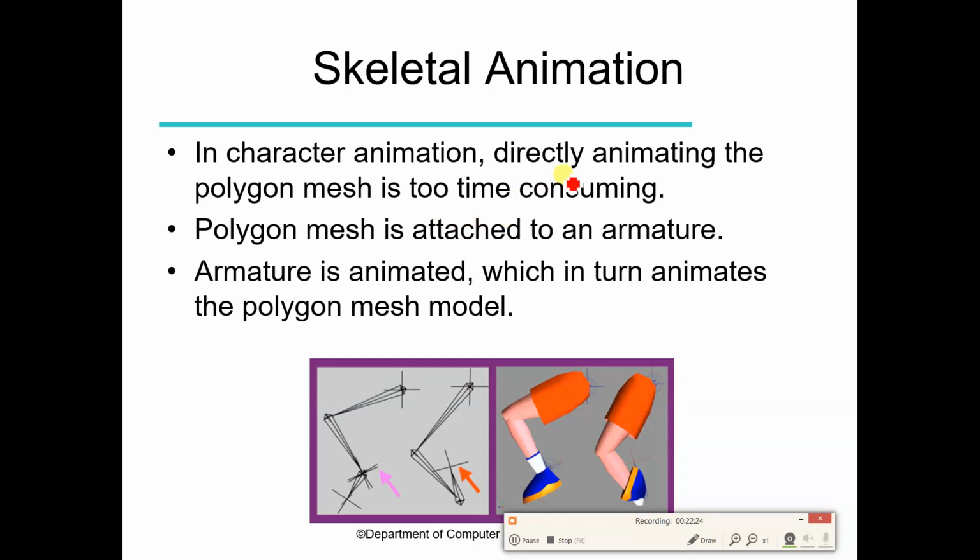In character animation, directly animating the polygon mesh is too time consuming. As I told you, the polygon mesh is attached to the armature, which is basically the skeleton. The armature is animated, which in turn animates the polygon mesh model. So we perform the animation of this armature, and the skin or polygon mesh moves automatically.